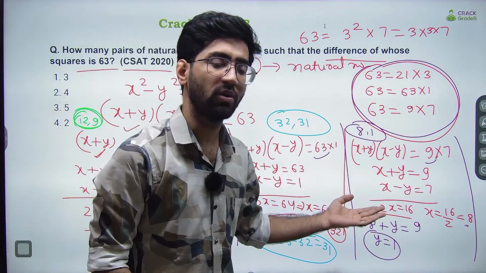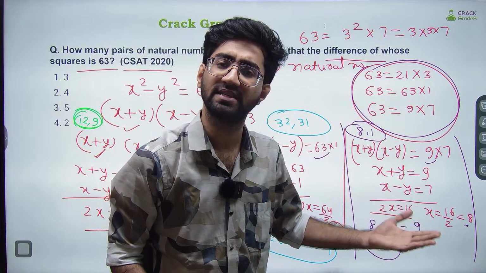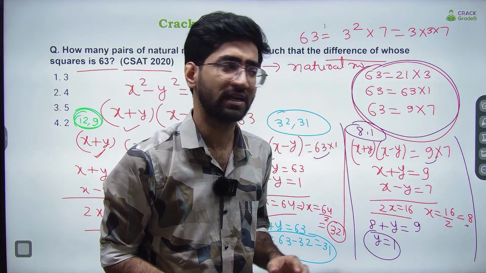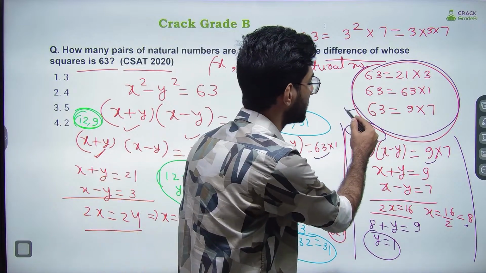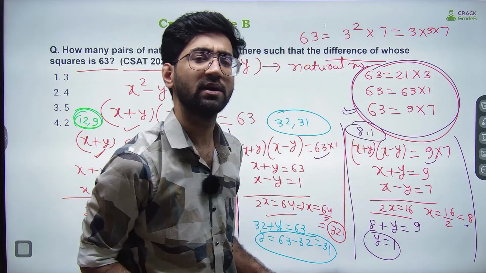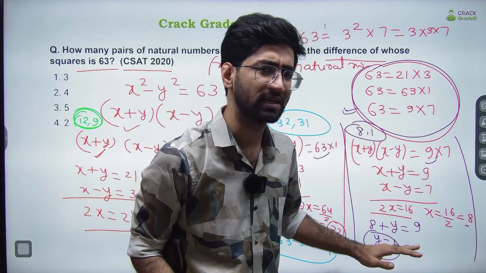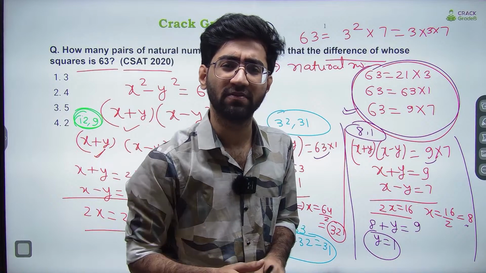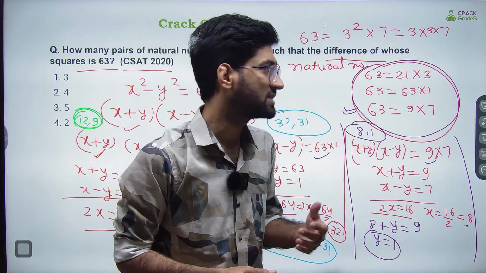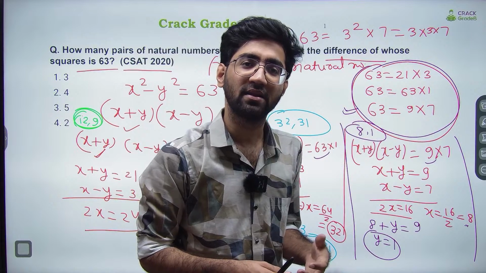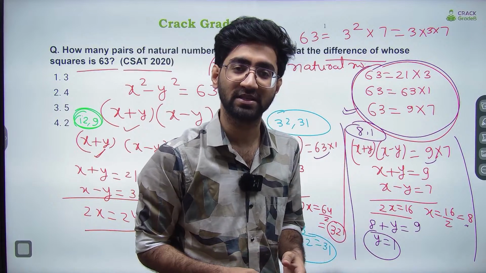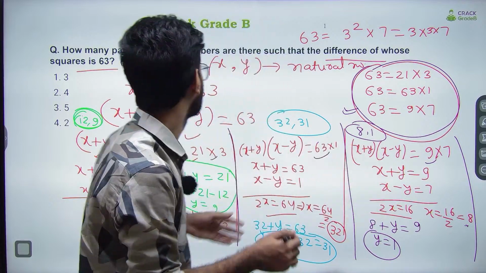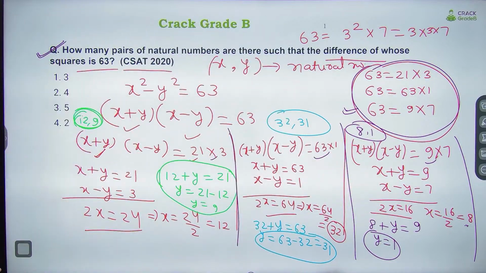So why solve further to find the exact value of x and y? You don't need to do that. You should be able to answer three pairs at this point. But don't worry, even if you do this, you are not going to lose anything, right? Obviously you will have to invest 1.5 minutes, 2 minutes more, but in CSAT we don't care a lot about scoring a lot of marks. Our first goal is to clear the cutoff, right? And you should be able to solve this kind of questions.